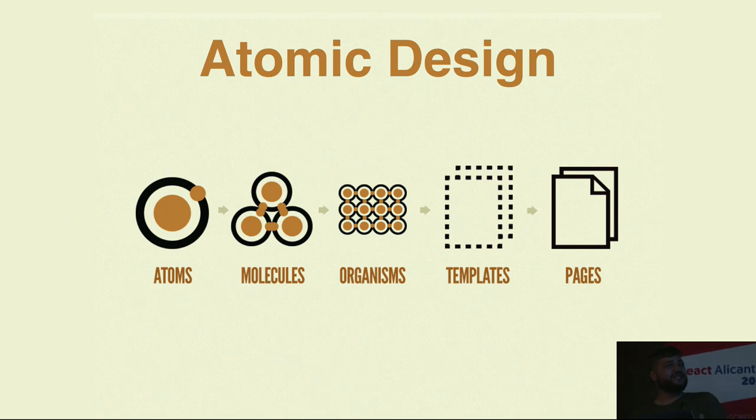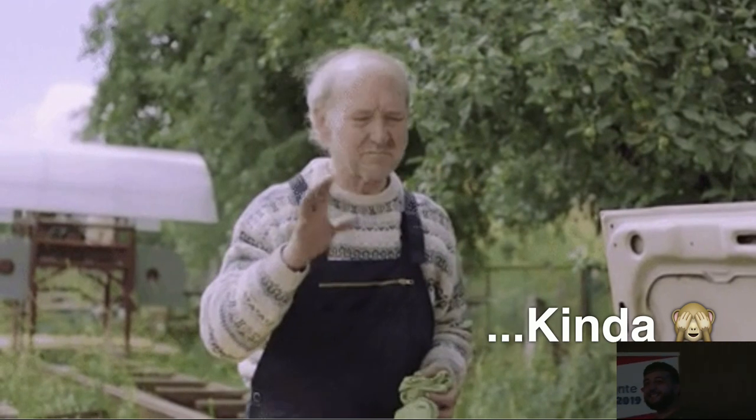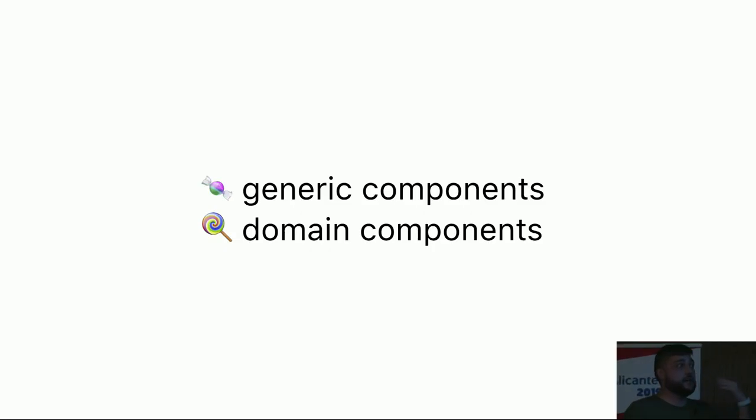This kind of looks like atomic design if you squint a bit, just kind of. But we don't have folders of molecules and the other things, because why? They're a really good framework in terms of thinking about it on an abstract level: is it a big component, a small component, is it combining? But in our case, we just have generic components and domain components.